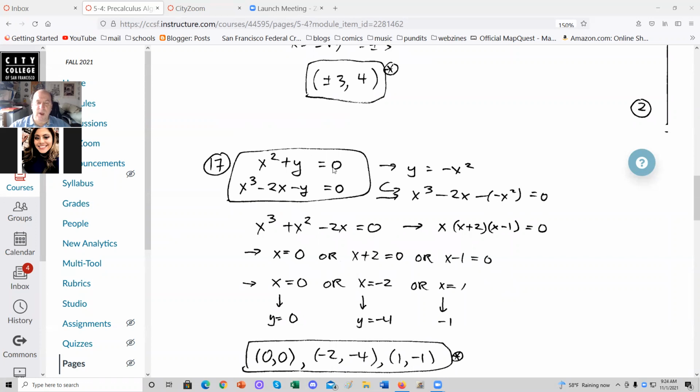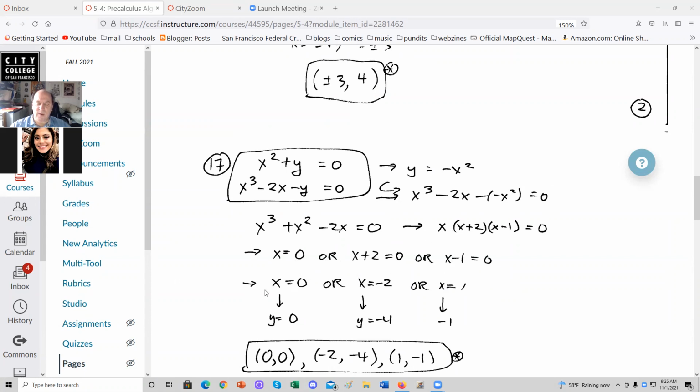Here we have x squared plus y equals 0, x cubed minus 2x minus y equals 0. Well, first, from the first equation, y equals negative x squared. Then substituting into the second equation, x cubed minus 2x minus negative x squared is 0. Okay, one equation and one unknown. Rewrite that as x cubed plus x squared minus 2x is 0. Factor this fully. Common factor of x comes out. The rest factors into x plus 2 times x minus 1. So x times x plus 2 times x minus 1 is 0. So either x is 0, or x plus 2 is 0, or x minus 1 is 0.